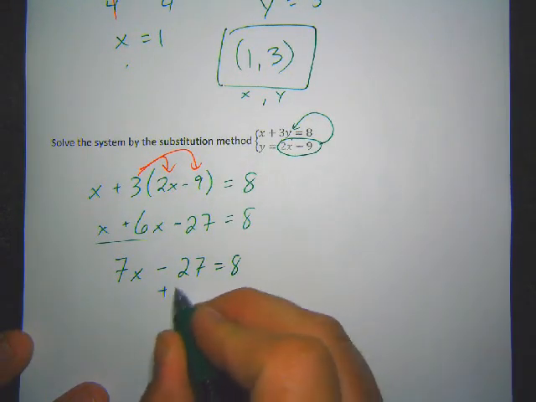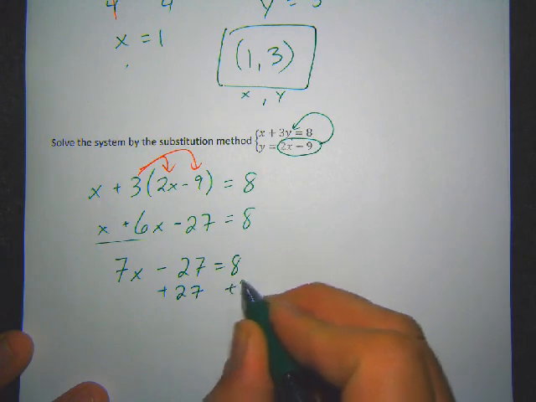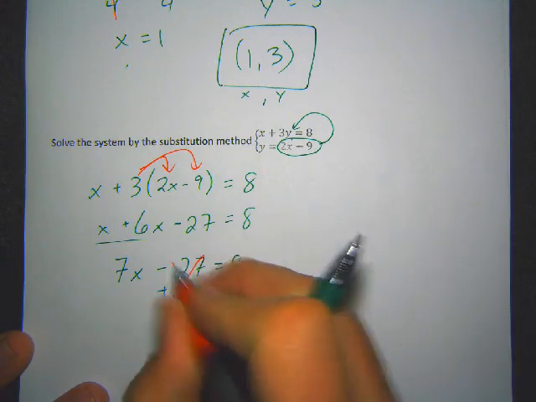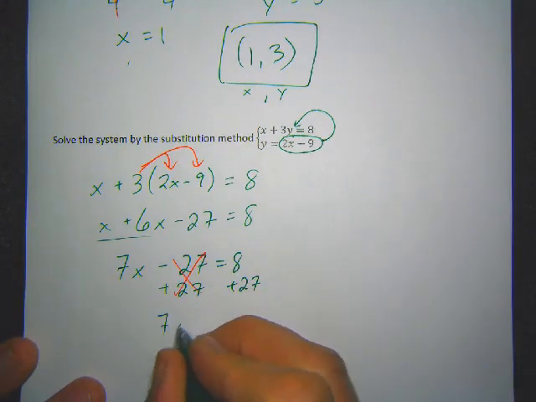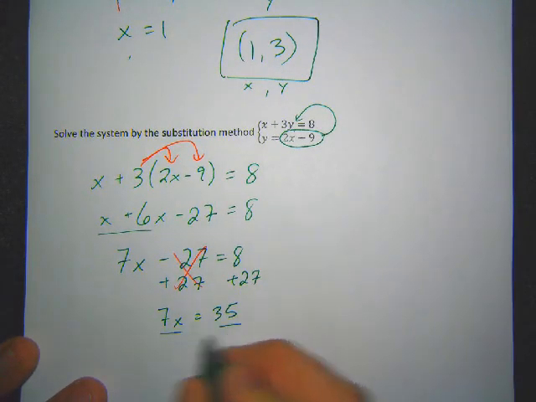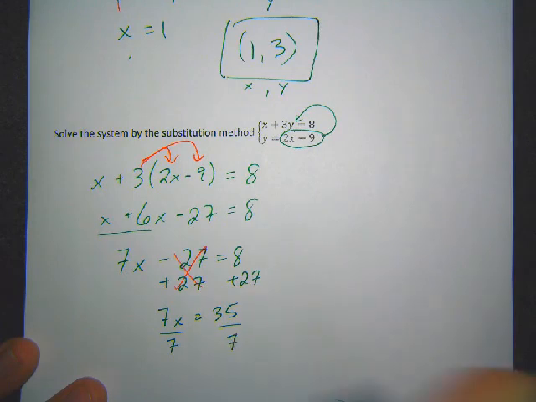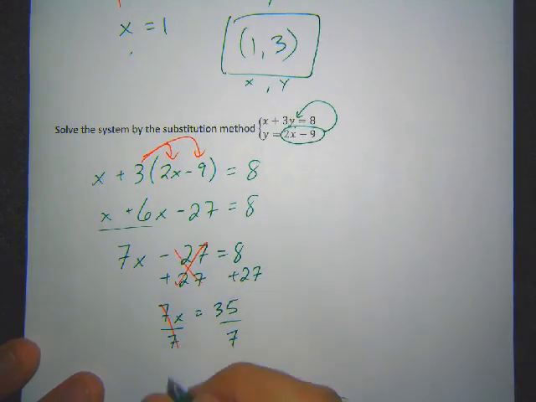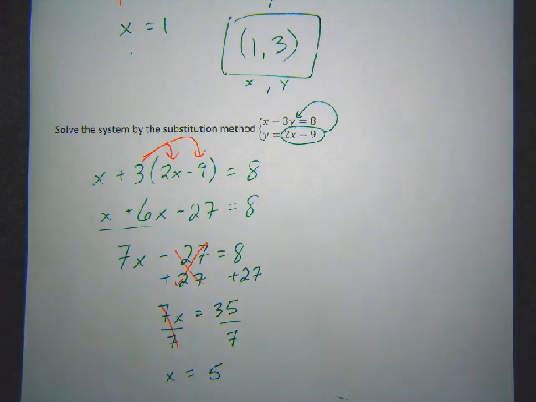So first off, let's get rid of this subtraction. Let's add 27 to both sides. Get rid of this thing. So we get 7x equals 35. Divide by 7 on both sides. So divide by 7 here and here. Get rid of the 7 here. We get x equals 5.